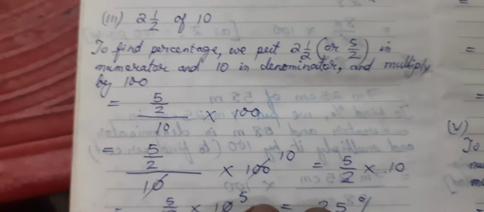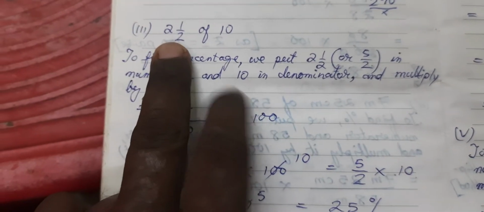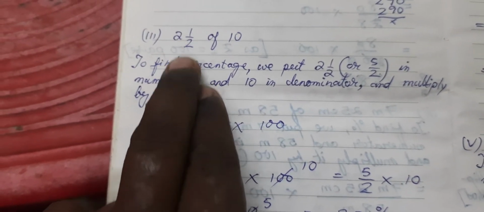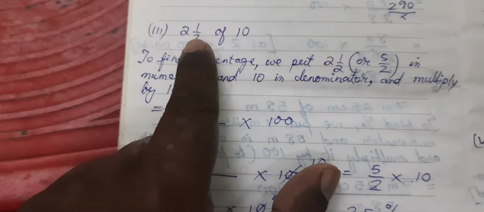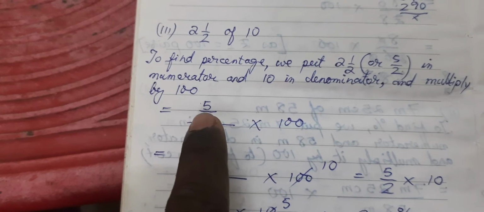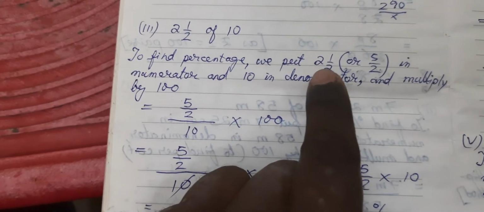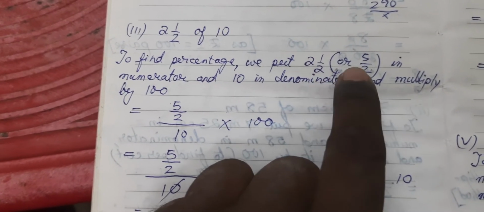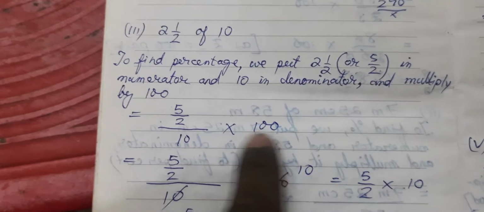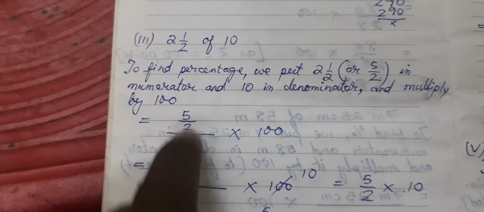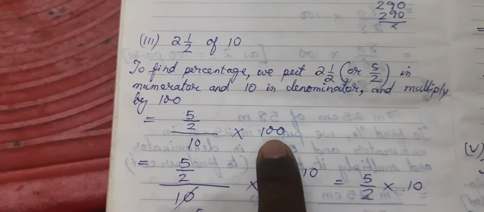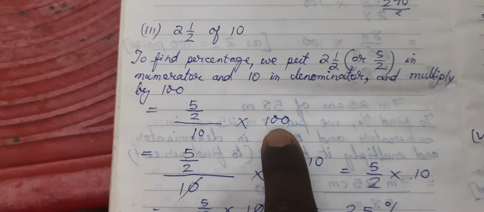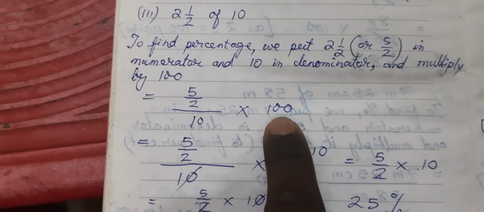The next question. What's the percentage of 2.5 or 2 1 by 2 of 10? So we are comparing 2 1 by 2. So 2 1 by 2 will be in the numerator. So 2 1 by 2 from mixed fraction I have converted into improper fraction. So 5 by 2 will be in the numerator, 10 will be in the denominator, and that we are getting the value as percentage. So we convert into percentage by multiplying with 100.